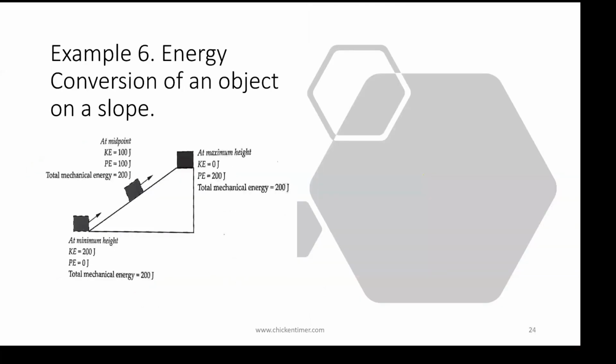This is another example. Now it's a slope. Then you notice it's 3 points. One is the minimum height, the bottom of the slope. One is the maximum. Then one in the middle again. So at the minimum height, that means the lowest point, right? The vertical height is 0. So there is no PE, only KE.